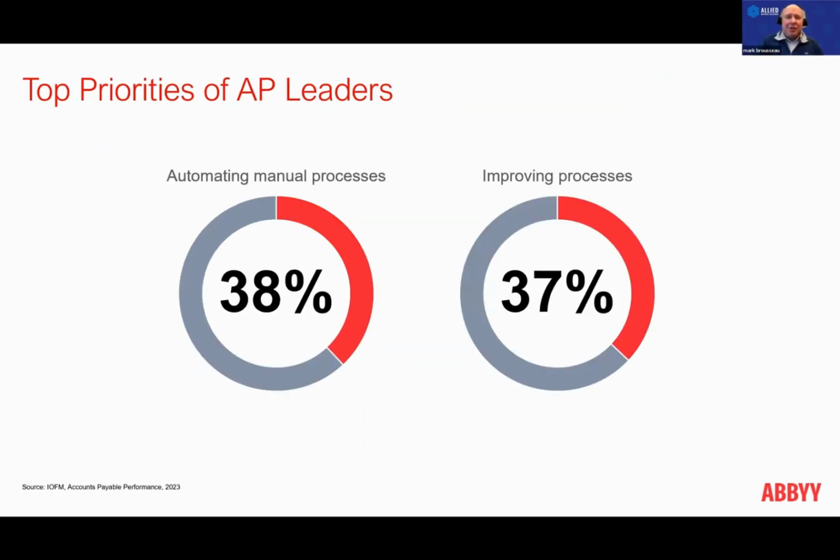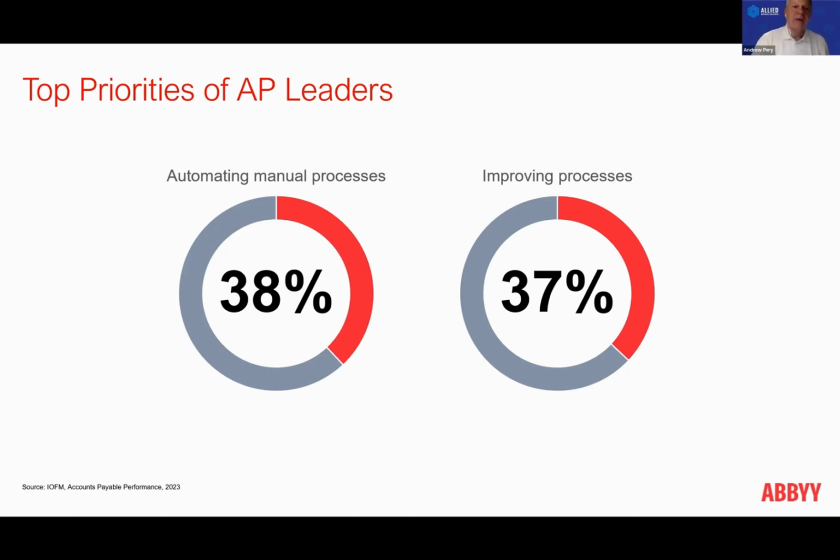And AP leaders have made this a top priority to fix this problem. 38% of AP leaders identified automating manual processes as their number one priority in AP for 2024. Another 37% of them, well, they want to find ways to improve processes. Put it together, this means three quarters of AP leaders are focused on finding ways to improve their operations in 2024, not heady strategic initiatives. It's all about, well, how do we fix this problem? And that, Andrew, is really why we're doing this webinar today.